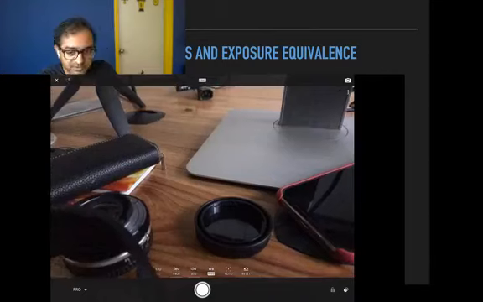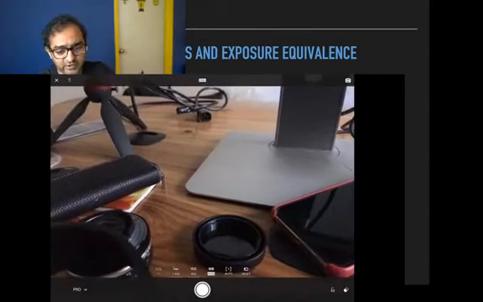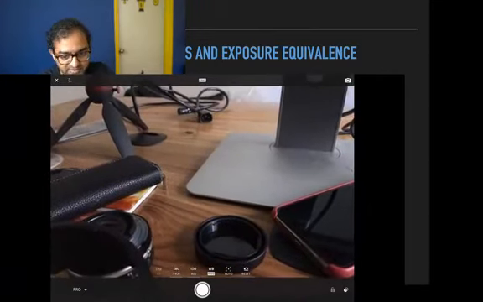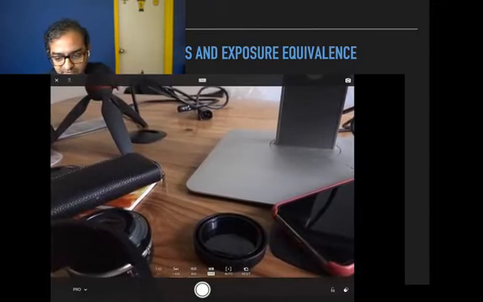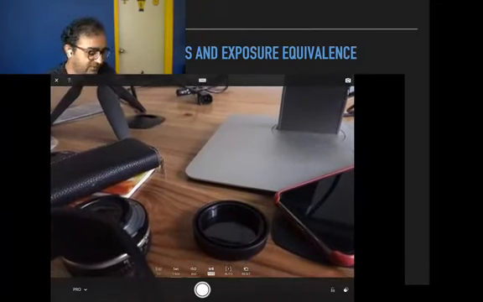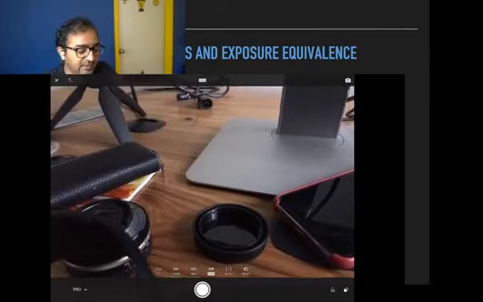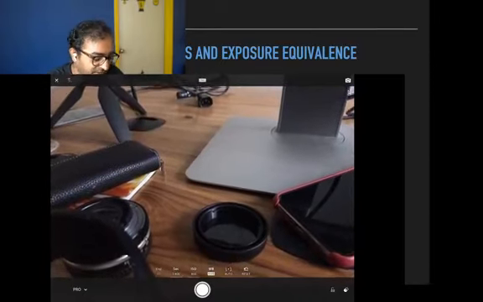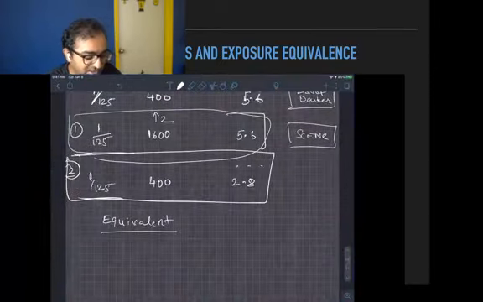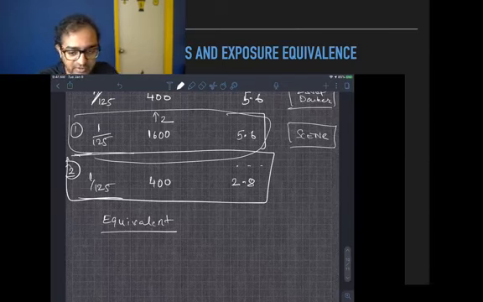So it works on everything. These concepts work on an iPad, on a cell phone, on a camera, on everything. Right? So that's how the idea of exposure equivalence works. Now that doesn't mean there's a free lunch. That doesn't mean you can just keep changing these things to get the right exposure and it'll work all the time. There are trade-offs and there are penalties.